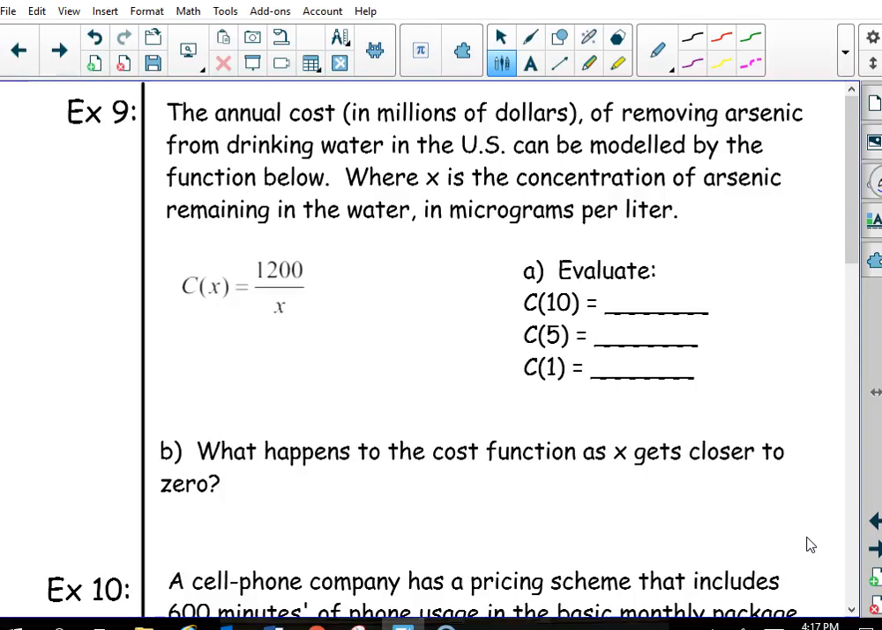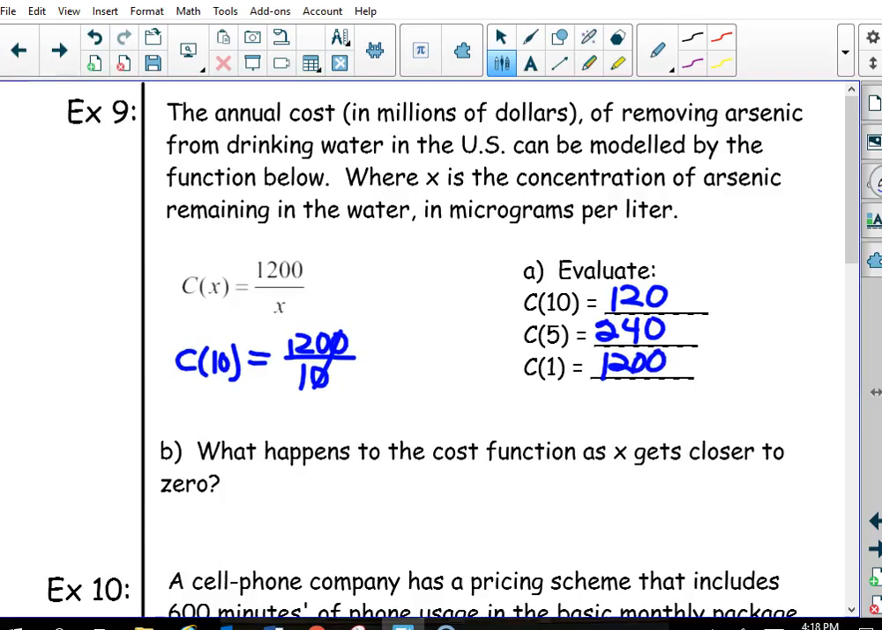So first thing we're asked to do is evaluate C of 10. Looks like it's $120 million, but we're going to use 120 because XYZ is happy with you entering that. If I plug in a 5, look, 5 is half of 10, so I'm going to skip the calculation, it's just going to double my number. And if I plug in a 1, that's 1,200 divided by 1, that's $1,200 million to get arsenic out of the water.